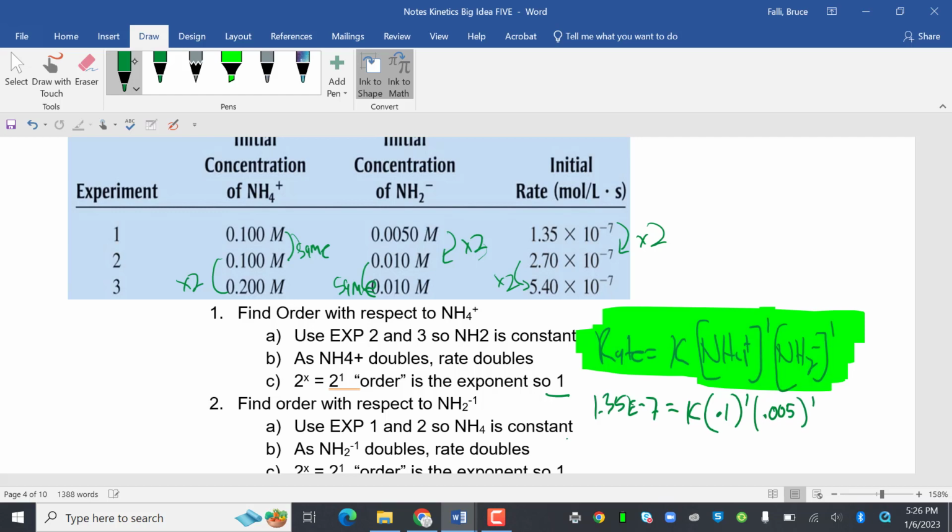Get out my handy little calculator. I'm going to do 1.37 E negative 7 divided by 0.1 divided by 0.005. I get 0.00274. Okay.